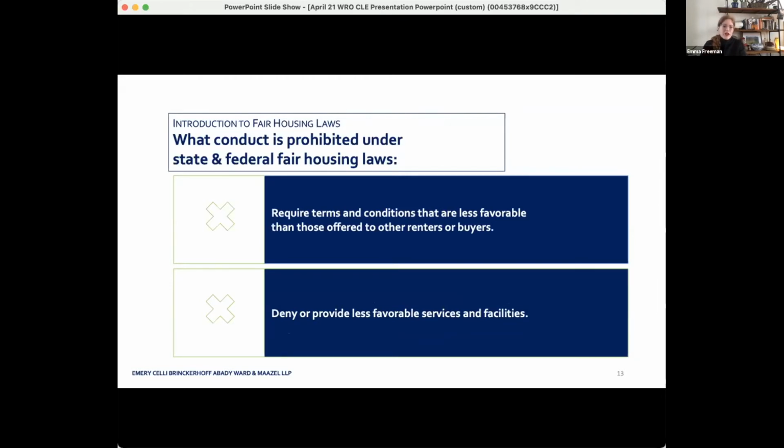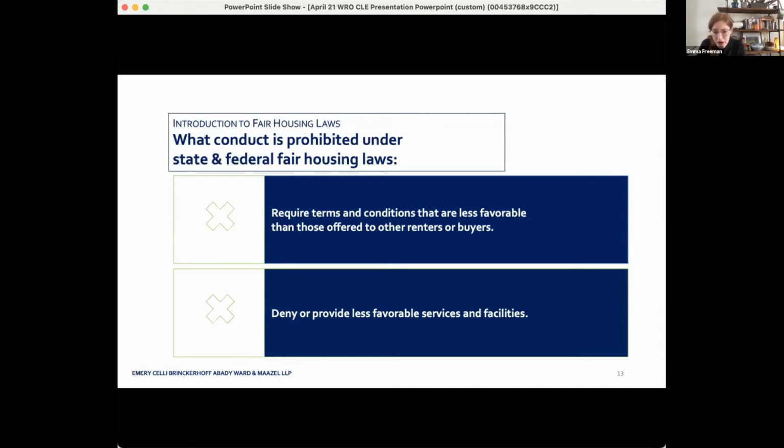The prohibitions under state and federal fair housing law are not just against the explicit prohibition on sale or rental. It also requires equality in the terms and conditions that are offered to people from all over. And so you can't require terms and conditions that are less favorable to some than those that are offered to others if the basis of your discrimination is one of the protected groups that Diane was discussing. And similarly, you can't simply deny or provide less favorable services and facilities to someone on the basis of their membership in a protected group.